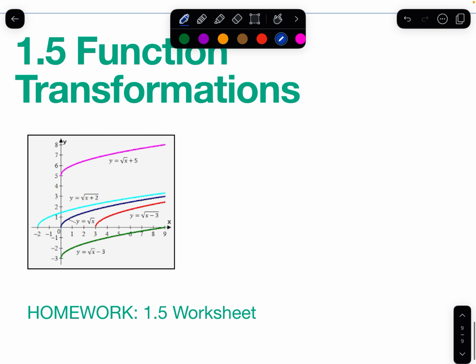Today, we learned about function transformation rules. We practiced applying them to a generic function to get that practice that we need. That is all for me today. Thank you for watching.